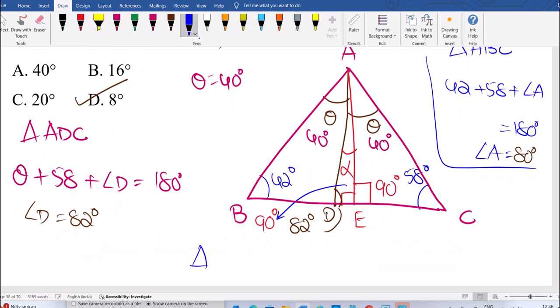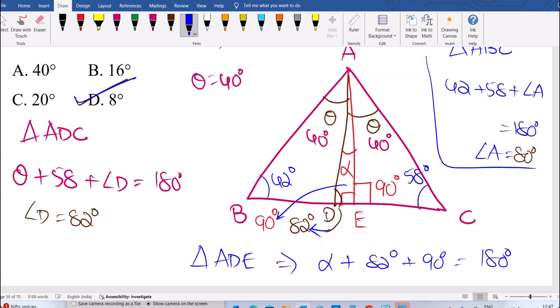If you go for triangle ADE, alpha plus D, which is nothing but 82 degrees now, plus this 90, all should be equal to 180. Then simply alpha equals 8. You can solve in different ways. Some people solve this question in a different way. This is one method. You can do it in a different style.